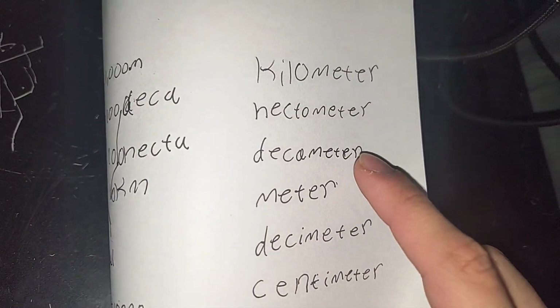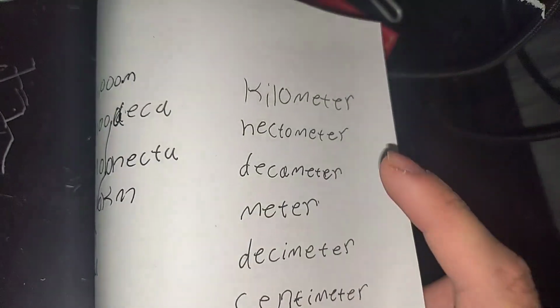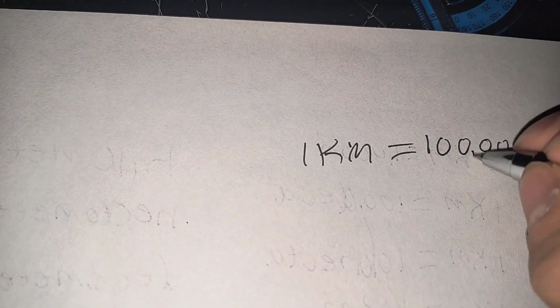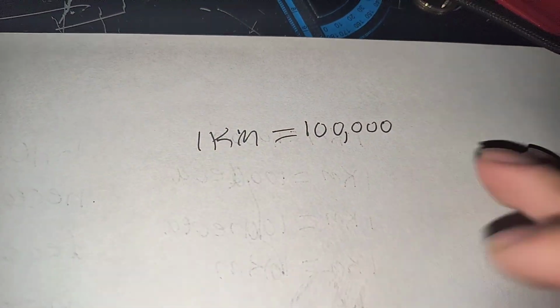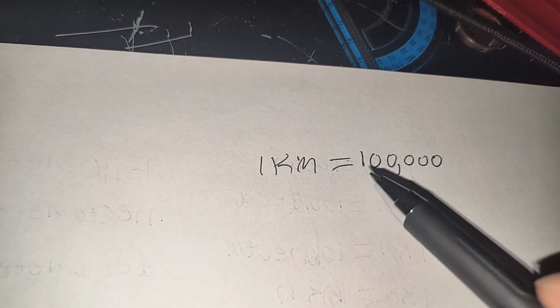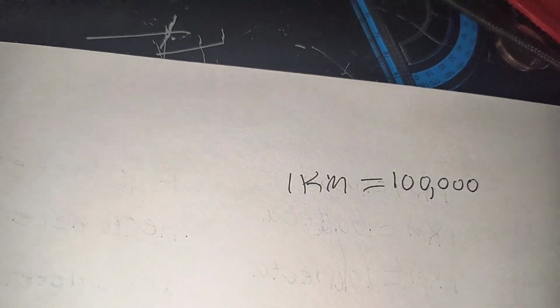We see that kilometers is 1, 2, 3, 4, 5. Centimeters is 5 down from kilometer. So I start with this 1, and then I put 1, 2, 3, 4, 5. I put my thing right there, and now I know that a kilometer is equal to 100,000 centimeters, which makes sense because the name centimeter means 100. So 100,000.